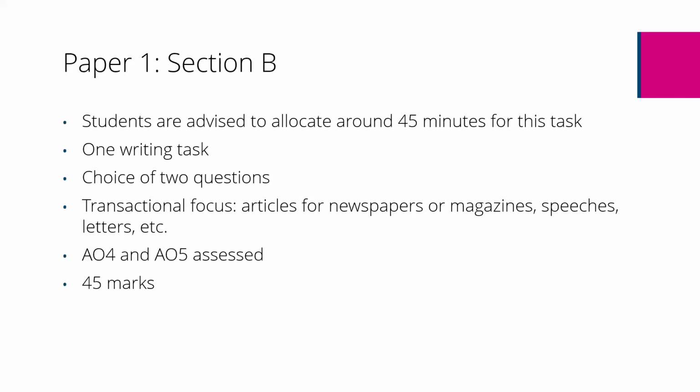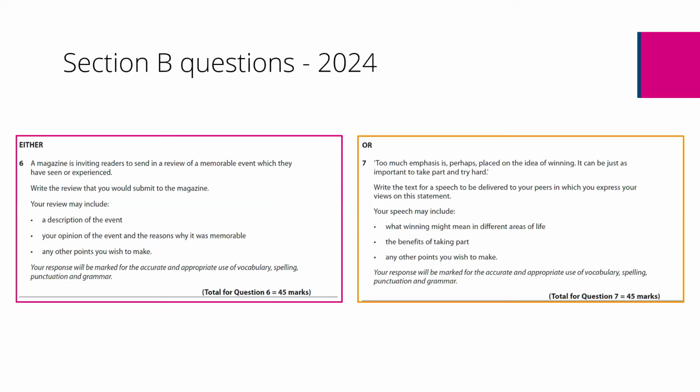So the requirements here are they're advised to spend about 45 minutes on this question. They answer one from a choice of two. It's transactional in its focus. So it's an article for a newspaper, a magazine, a speech, a letter, and so on. The two assessment objectives in play here are AO4 and AO5, 45 marks in total, AO4 out of 27 and AO5 out of 18. So the questions in June were these.